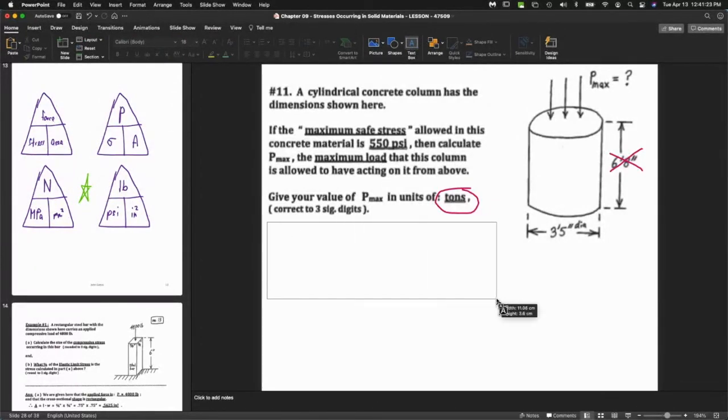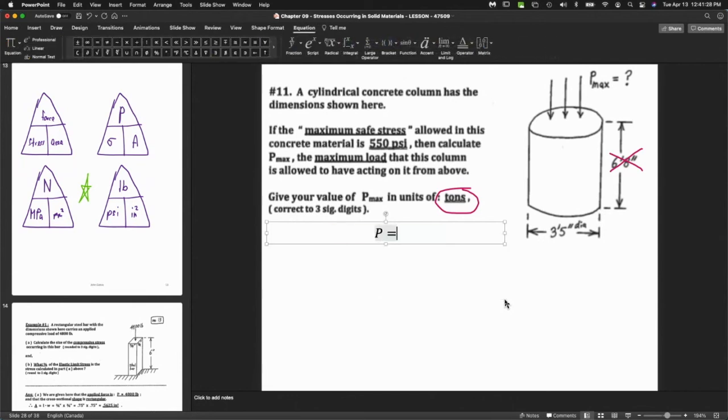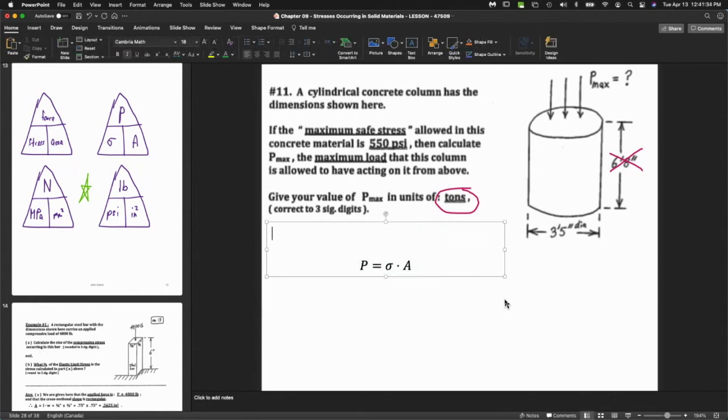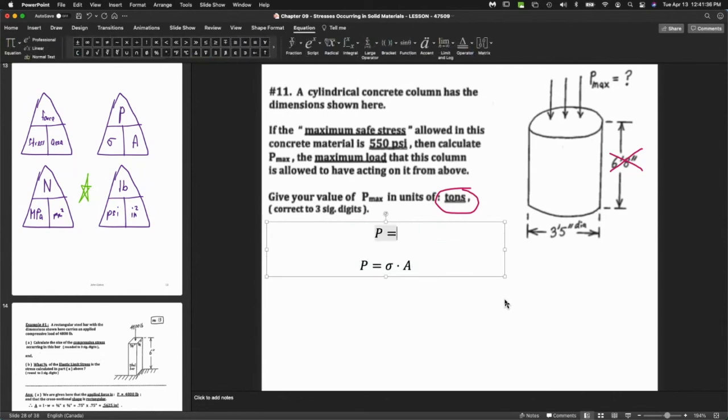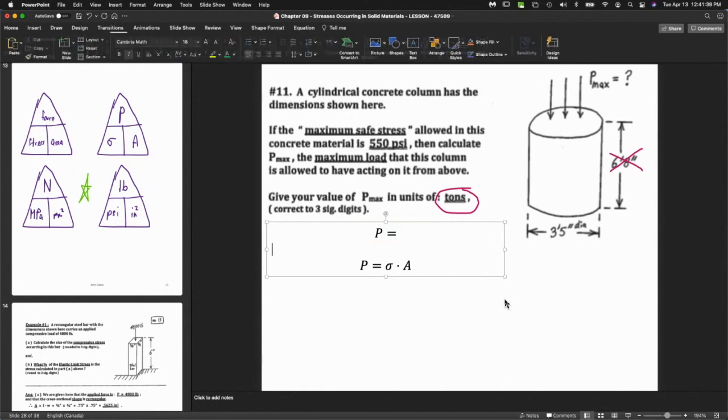Find the stress. No, sorry, we're trying to find here the force. So going by the formula, we know the force is equal to the stress times the area. We know that's our formula that we're playing with. So the first thing we're going to do is write down the force, sorry, the stress and the area.